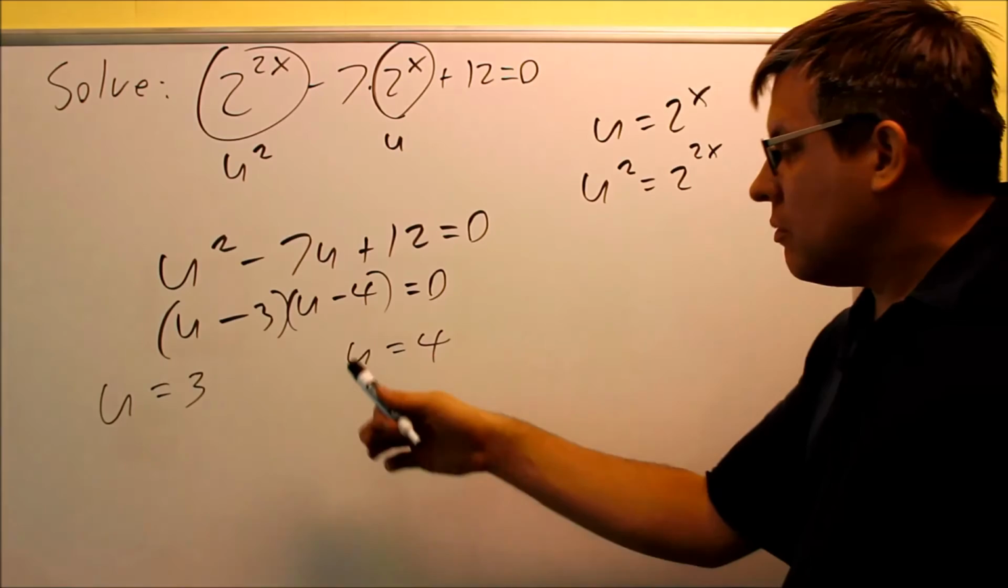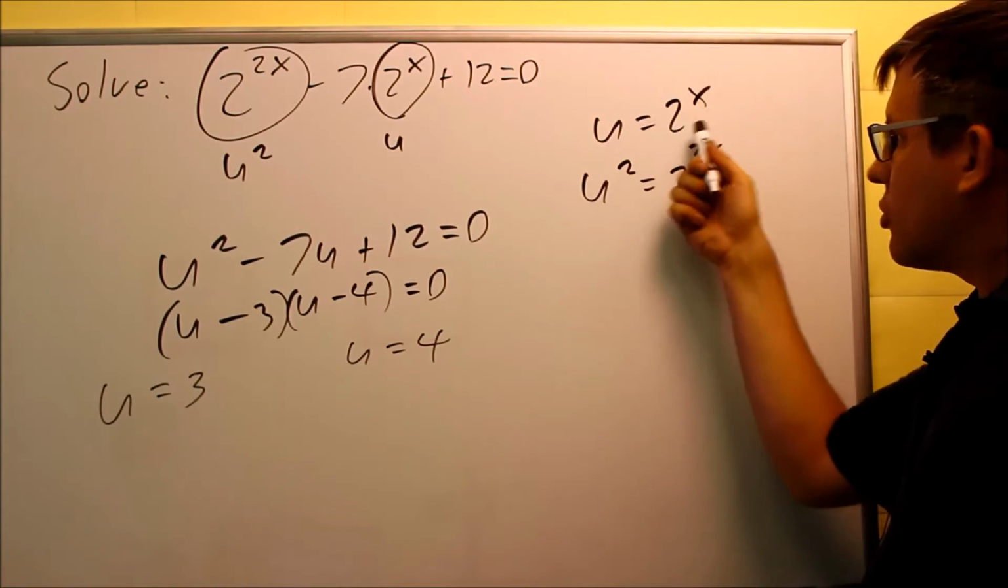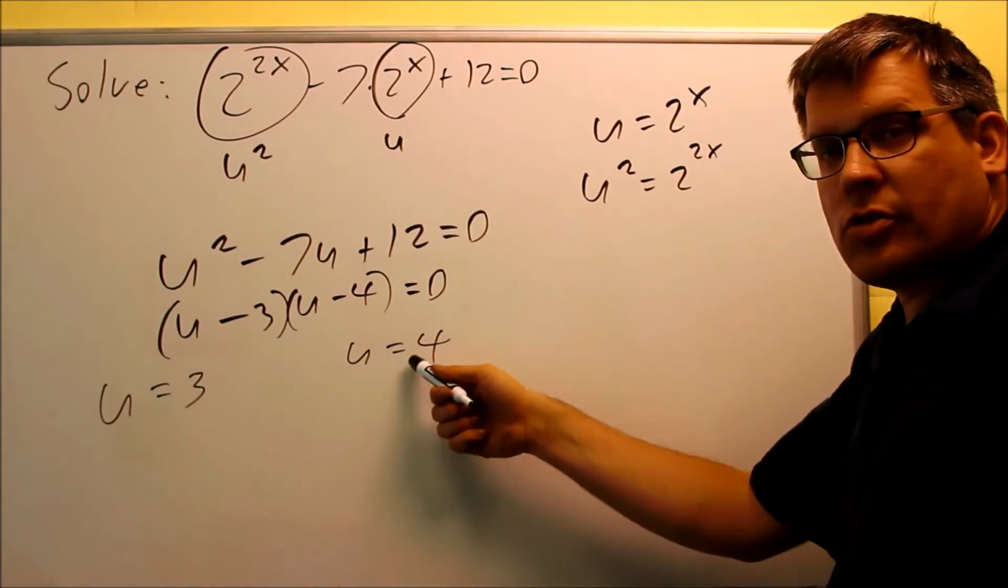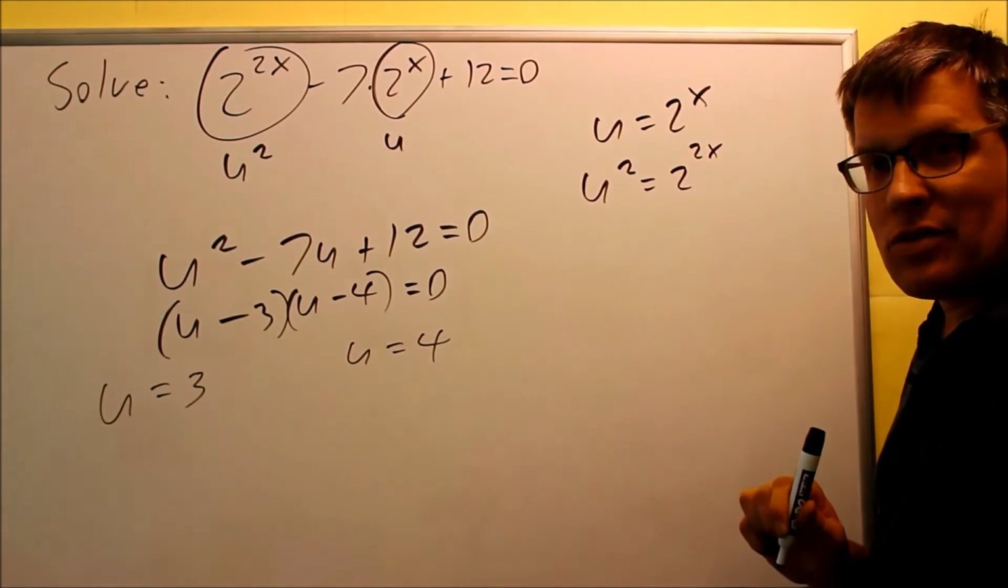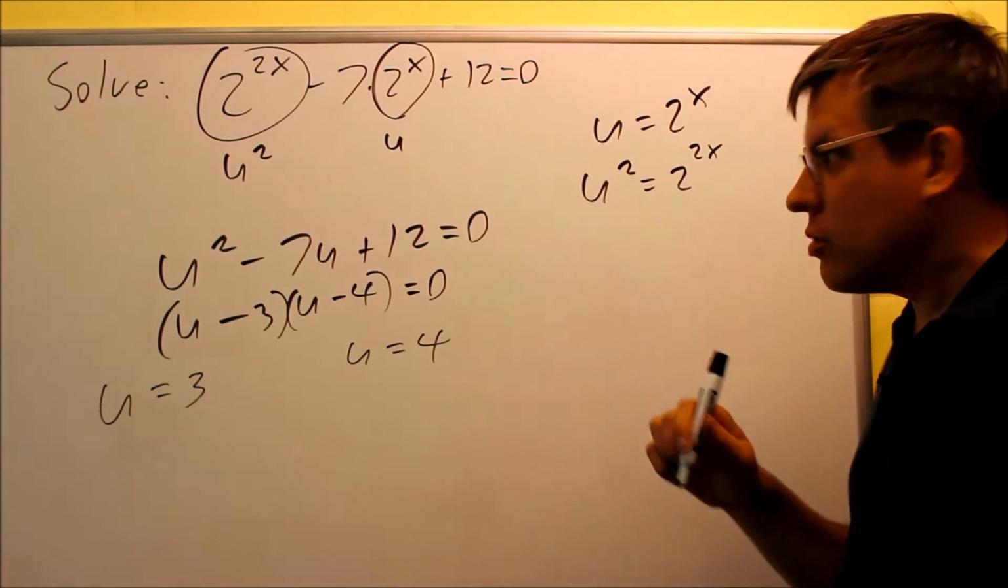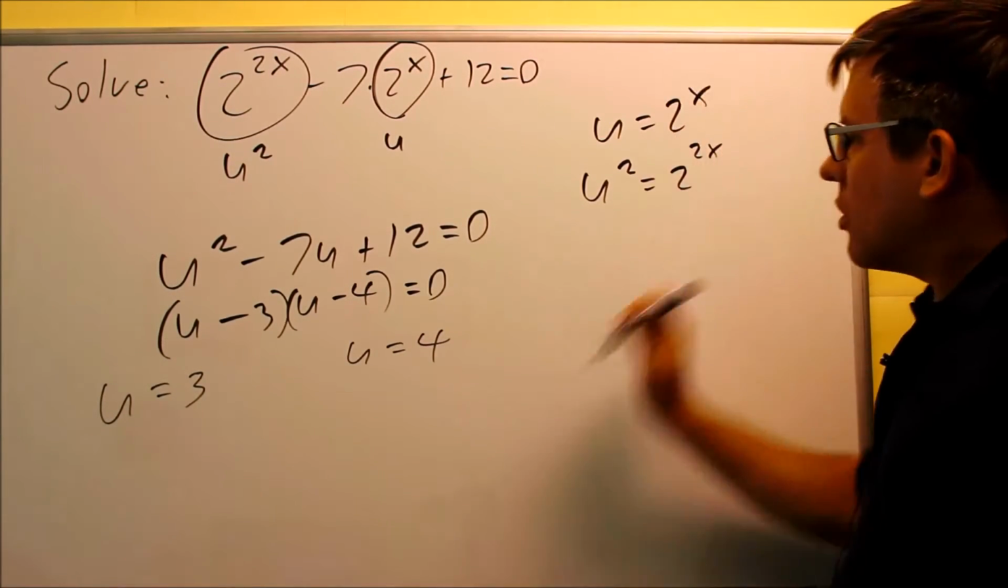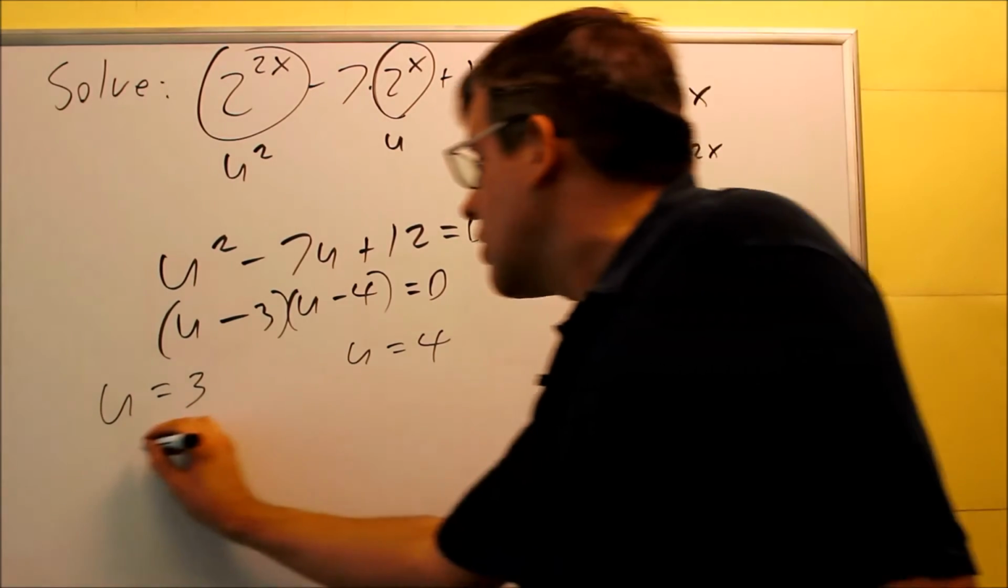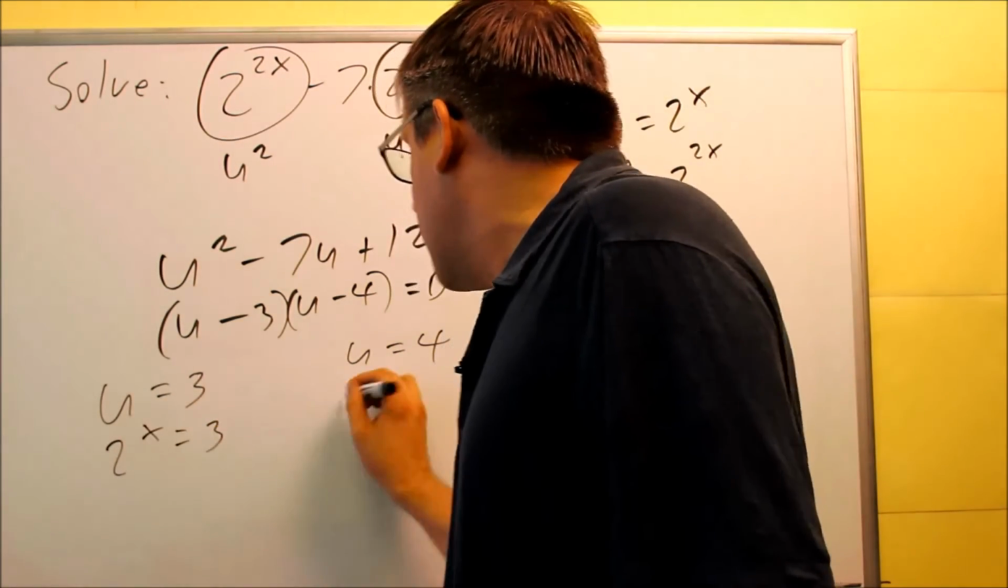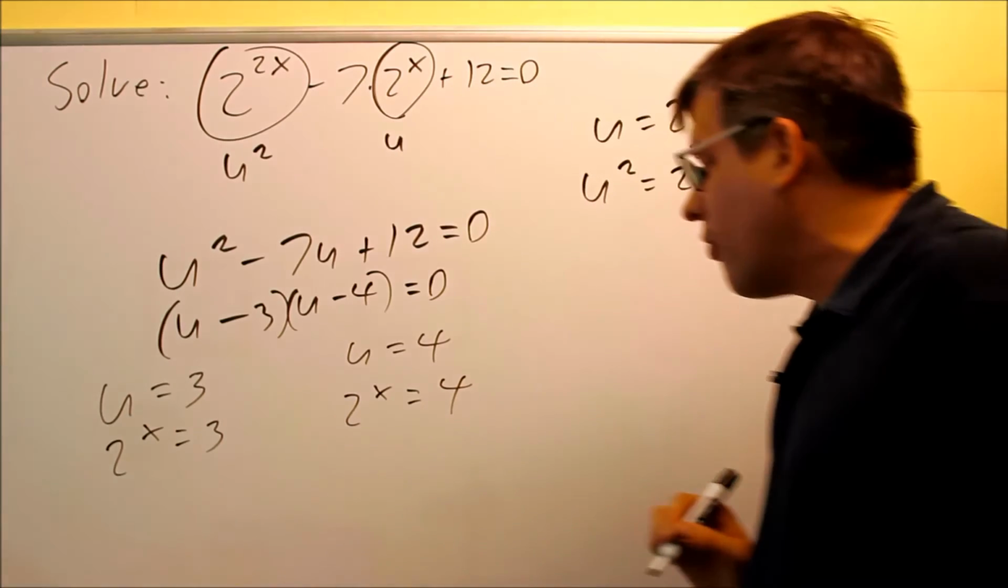Remember that we have to put the substitution back in again. We don't want to keep our answer as this, because our original answer had x's. We want x equals, not u equals. 2 to the x is going to go back in for each of these. 2 to the x equals 3. 2 to the x equals 4.